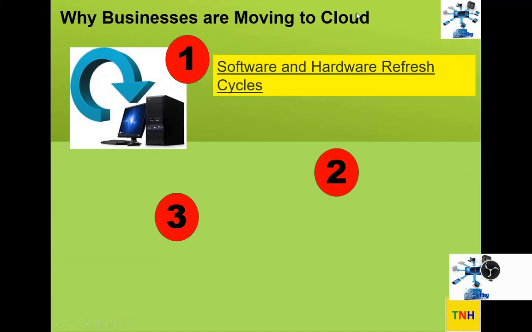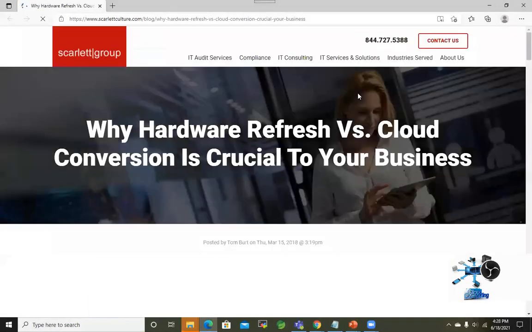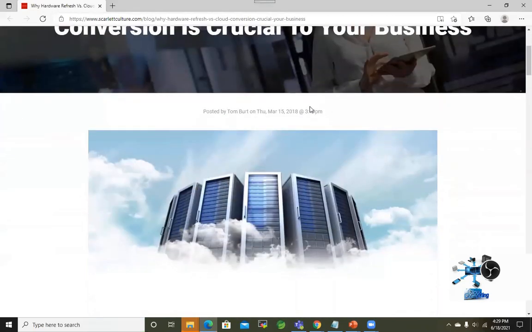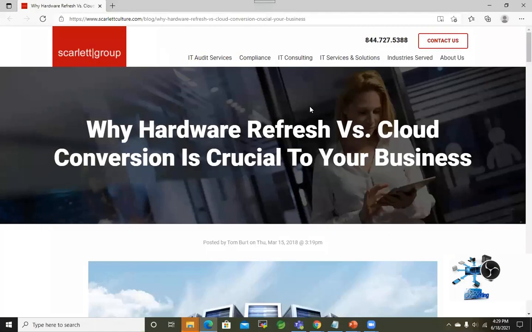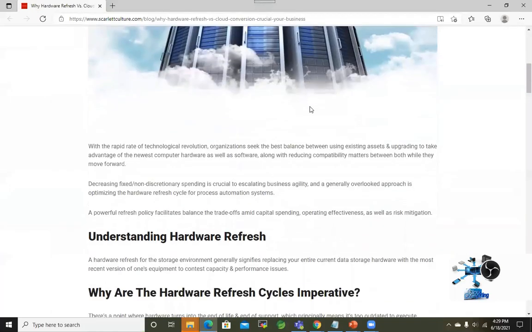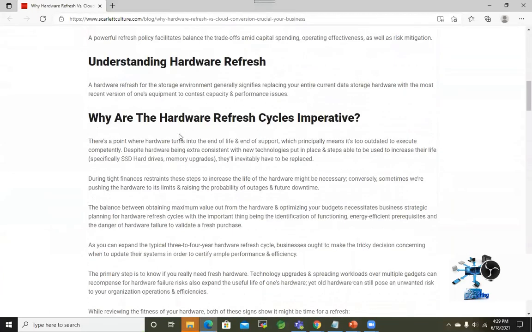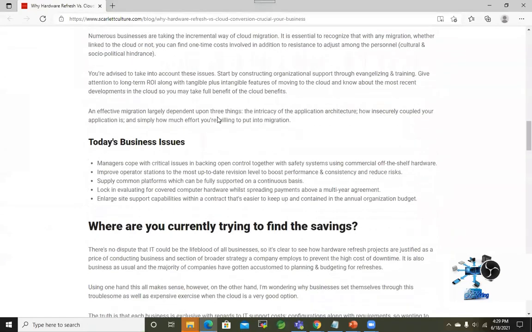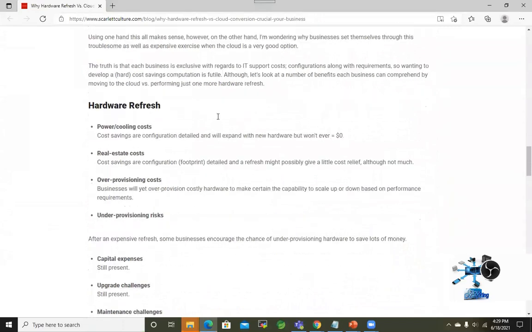But before getting to these details, I can show you. I think I have a reference, one of the references. If you go here, this is a reference where you can also see why hardware refresh and cloud conversion are crucial to business. It has been given in a little bit of detail. You can go to it. So we are in hardware refresh.